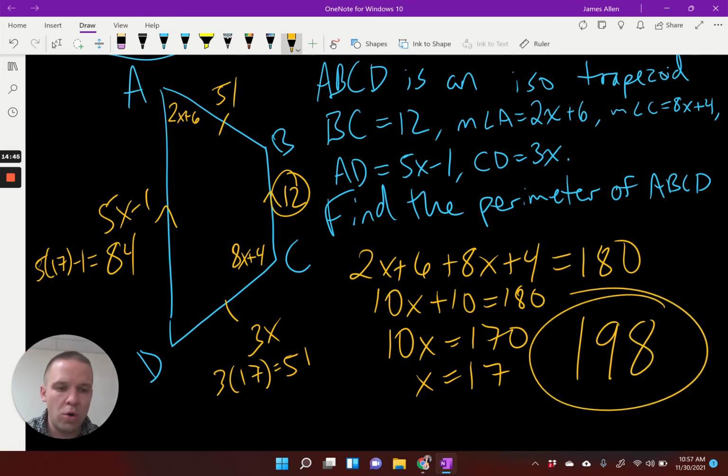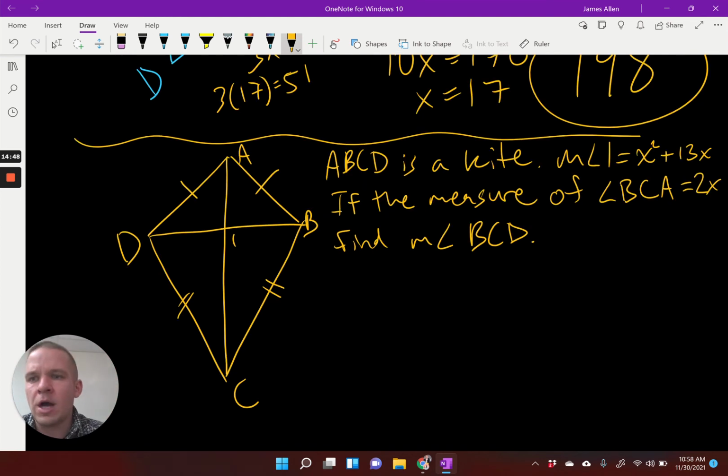There's my perimeter. Awesome. All right. Wonderful. Kite problem. ABCD is a kite, and we also have the congruent segments marked so we can know what orientation we're dealing with here. The measure of angle 1 is x squared plus 13x.